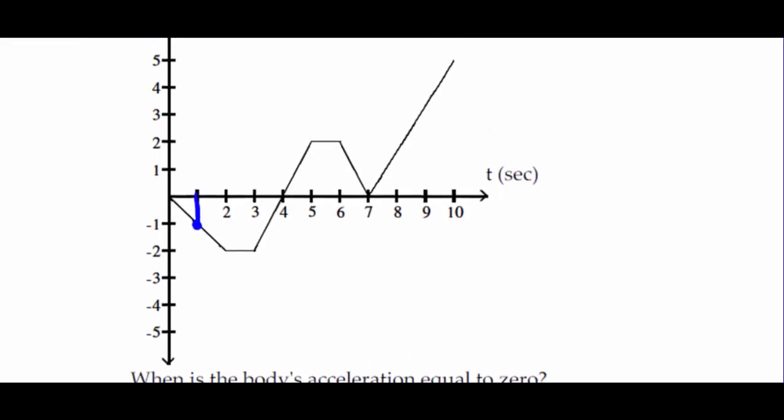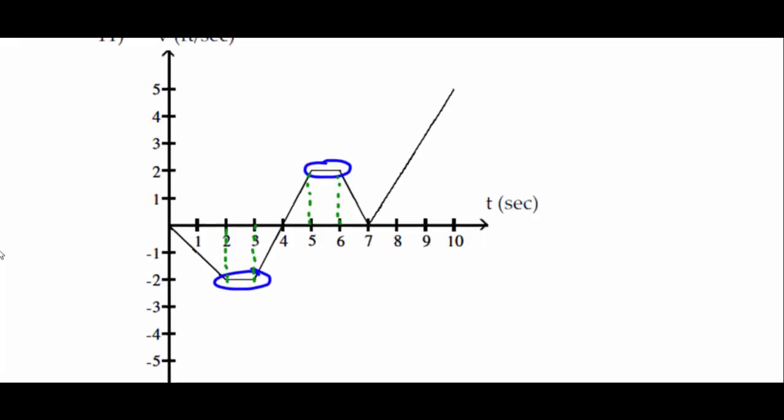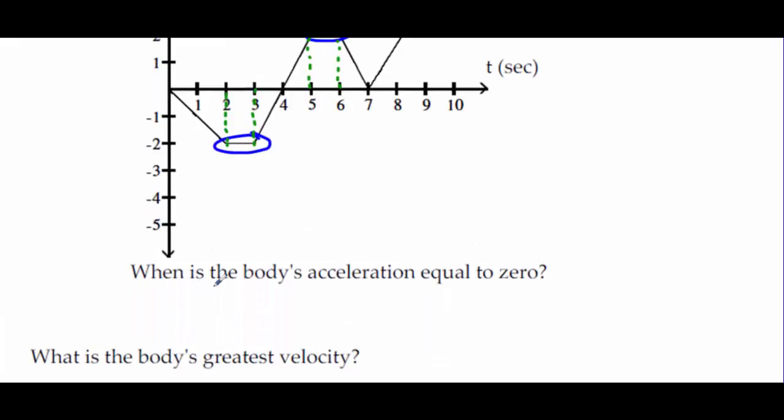When is the body's acceleration equal to 0? Acceleration is the slope of velocity. So where is the slope of this graph 0? Well, that happens where it's flat. Here it's 0 and here it's 0. So that means that when we're between 2 and 3, our acceleration is 0, and when we're between 5 and 6, our acceleration is 0, because that's where our slope of velocity is 0. So the way I write that in interval notation is between 2 and 3 and between 5 and 6.